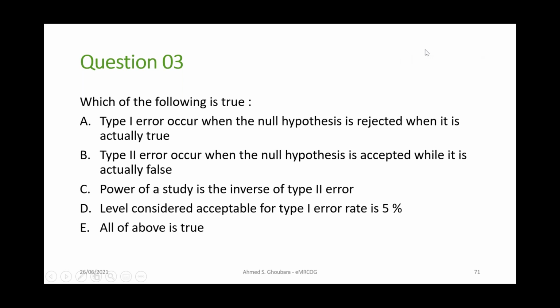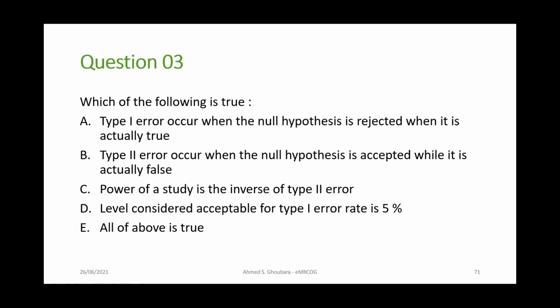Which of the following is true? As you can see from the questions, in the exam there are so many questions about the null hypothesis and the alternative hypothesis. In my exam in January 2021, the first question in the first paper was about the null hypothesis. So you need to study that and have a clear concept of it in your mind. Which one is true?